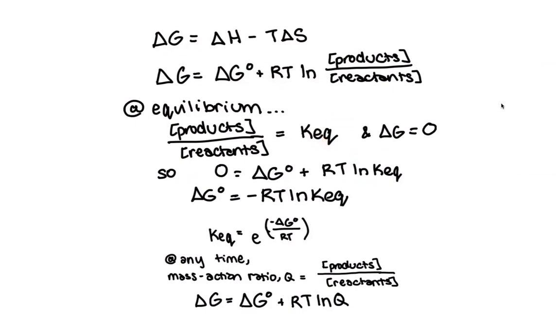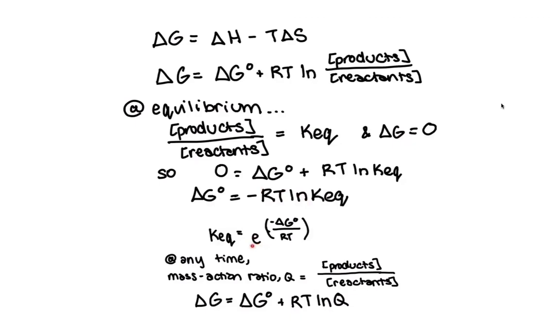And if we're at equilibrium, then delta G is going to be 0. Remember, that's where we have no drive. If we plug 0 in for delta G and we plug KEQ in for our products over reactants, then we get 0 equals delta G naught plus RT ln Q. If we rearrange that, we get that delta G naught equals minus RT ln KEQ, which is what we saw before.